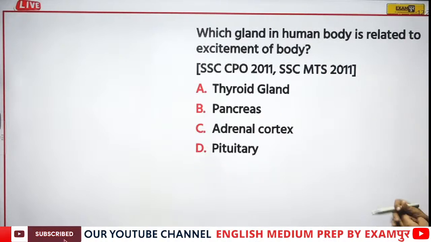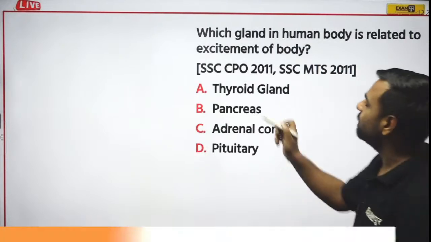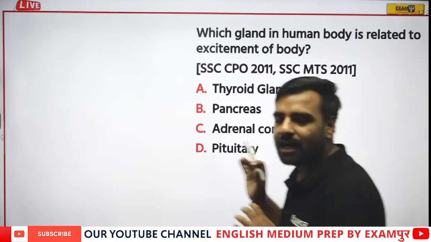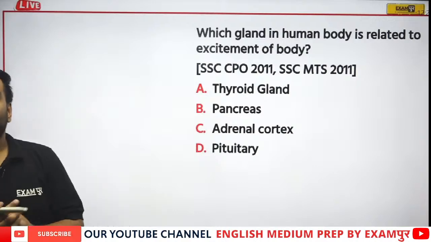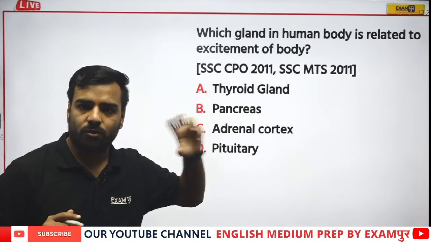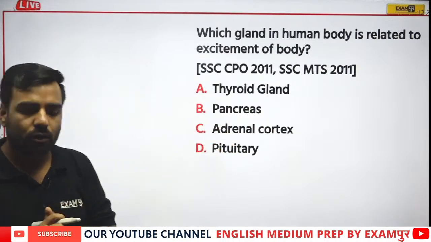Let's move forward now. Next, which gland in human body is related to the excitement of the body? This question is from CPO 2011 and MTS 2011. I'll tell you about it in detail. Yeah, Darling is the river over there. Apart from Darling, there is Murray also. Murray and Darling are 2 rivers which are there in Australia.